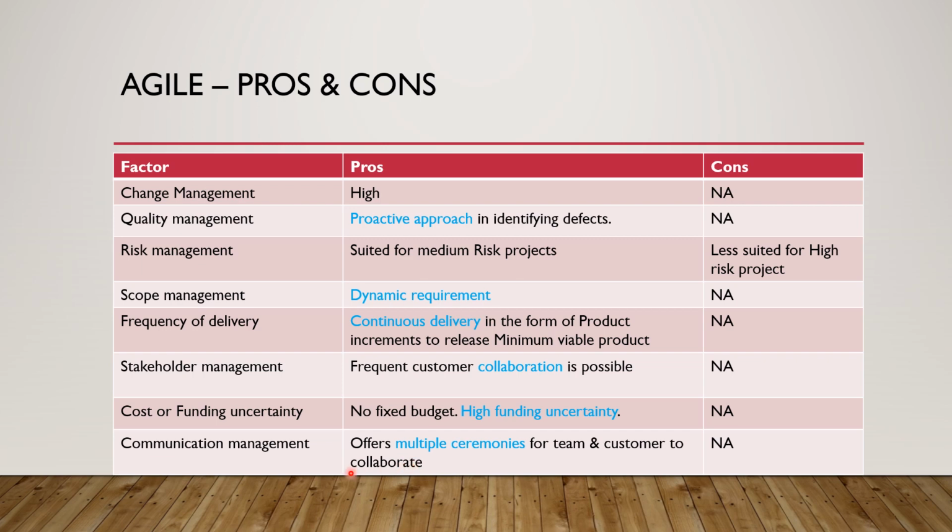Next is communication management. It is important for our kind of project to have frequent collaboration between the development team, the business team, the internal stakeholders, and the external stakeholders. Agile offers multiple ceremonies in the form of sprint planning, backlog refinement meeting, sprint review, sprint retrospectives, and daily stand-ups for various stakeholders to communicate with each other on the project status, the impediments, and the demonstration of the product, and for having a mutual learning experience. And this again is offered by Agile, which is on the upside.